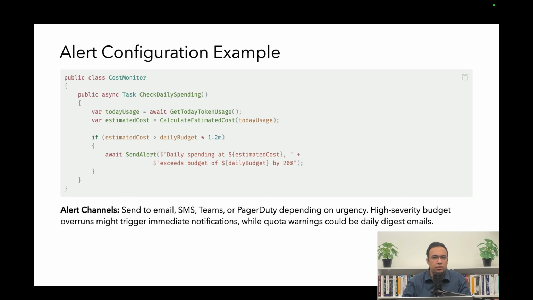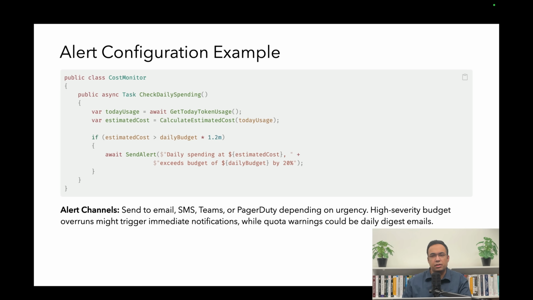Here's what alert logic looks like in code. This is a cost monitor class with a method called check daily spending. It retrieves today's token usage from your monitoring system. Then it calculates the estimated cost by multiplying the token counts by current pricing rates. Then it checks if the estimated cost exceeds your daily budget by 20%. If the spending is too high, it sends an alert with details about actual spending versus budget. This alert might go to email, Teams, PagerDuty, or any other notification channels depending on the severity.